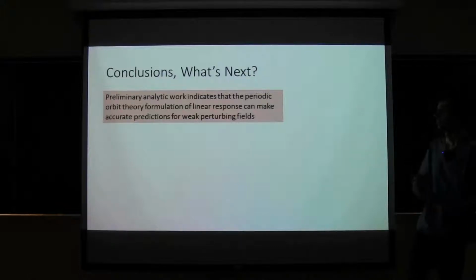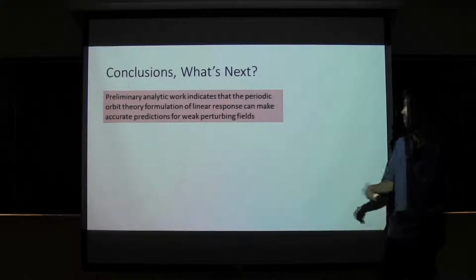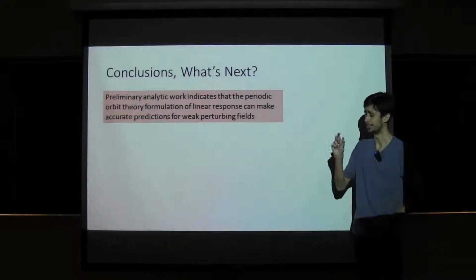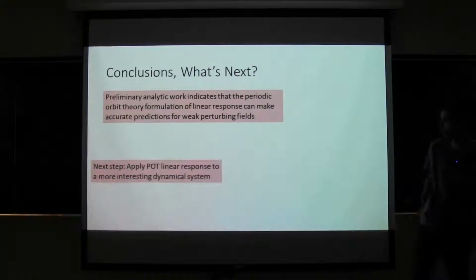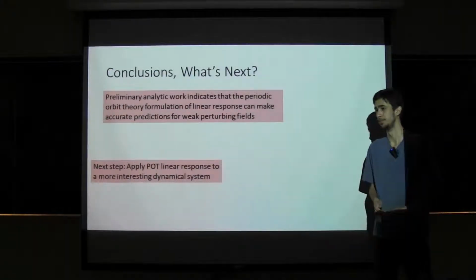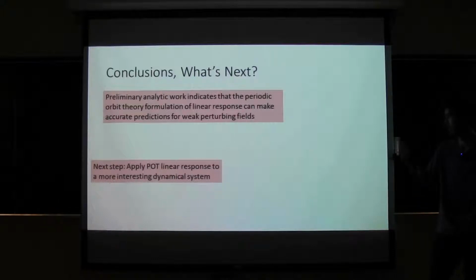So the preliminary analytic work has shown that this periodic orbit theory formulation of linear response can make accurate predictions assuming the perturbing fields are sufficiently weak. And so the next step would be to apply this to something more interesting, which is where I want suggestions. I have no idea where to go next with this. So if anyone can suggest an interesting system to perturb, I would be very grateful for that.